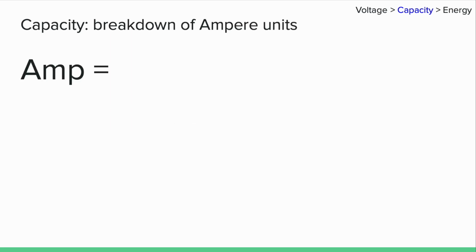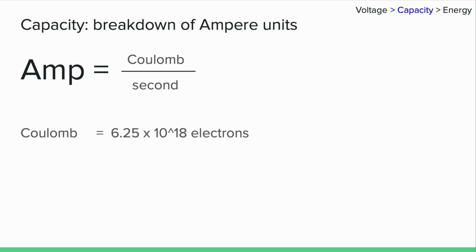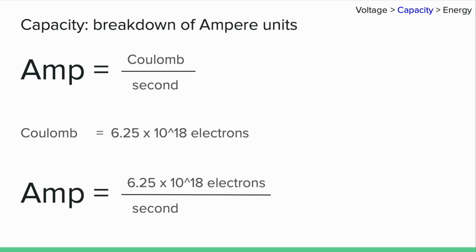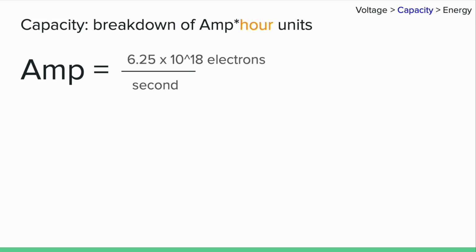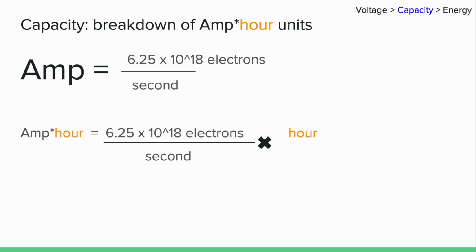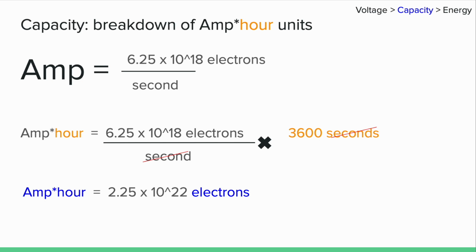Let's break it down. 1 amp is defined as 1 coulomb per second, and 1 coulomb is a bajillion electrons. Therefore, an amp is just a bunch of electrons passing per second. And when we say amp hour, we are just multiplying it by an hour. And an hour is 3,600 seconds. When we multiply them together, the seconds cancel out. Therefore, an amp hour is just this many electrons. More importantly, an amp hour is a unit of charge. You can think of charge in electrons, coulombs, or amp hours.